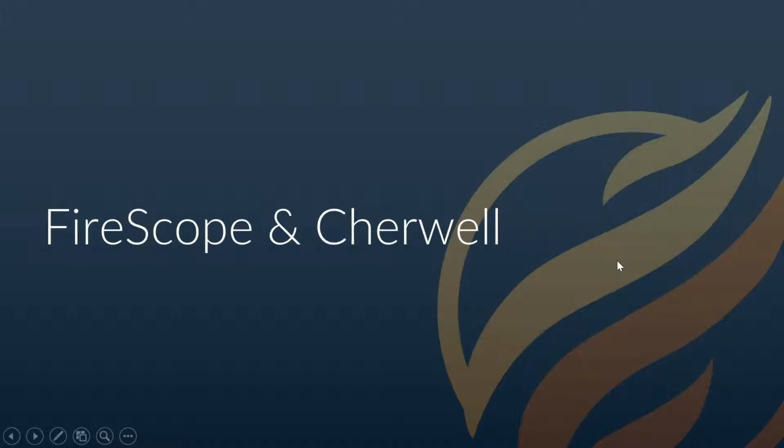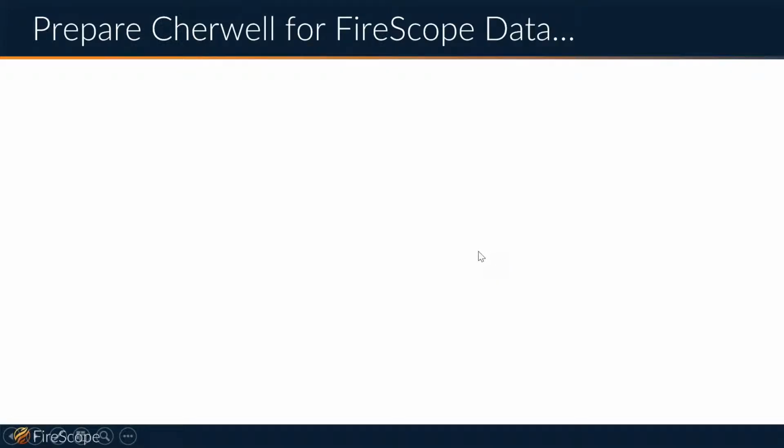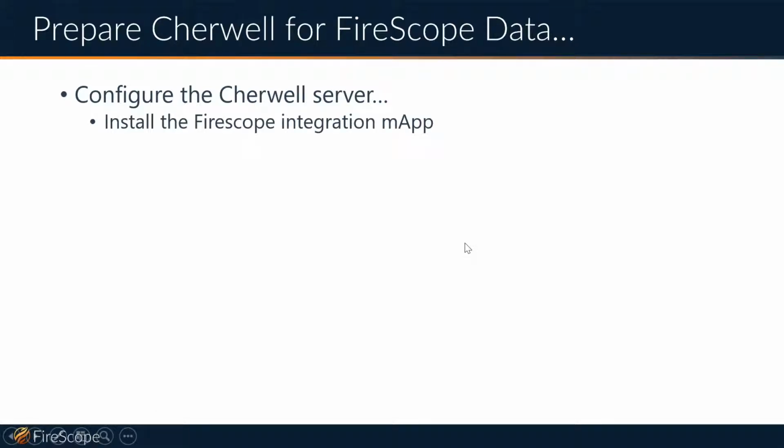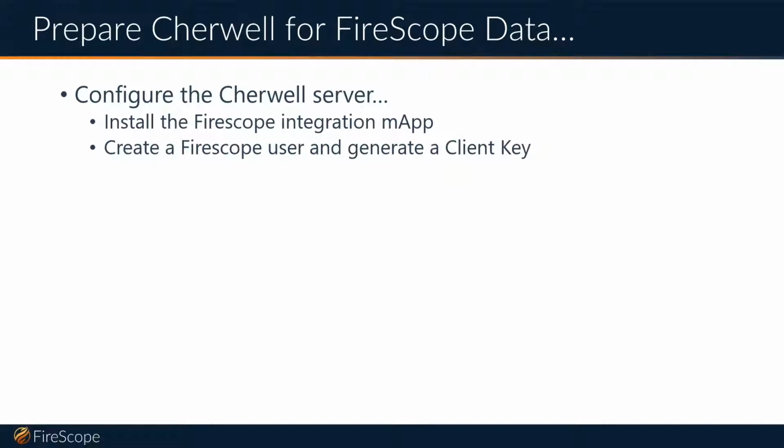Thank you, Devin. So I'm going to talk to you now about how we prepare Cherwell for FireScope data, what we need to configure and get the data actually synced across. So the first thing we need to do is prepare the Cherwell server itself. We have a small integration map which needs to be installed on the server. This is a standard part of Cherwell software integration, and ours just bolts straight in.